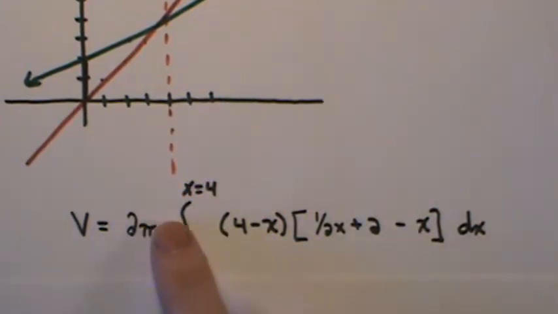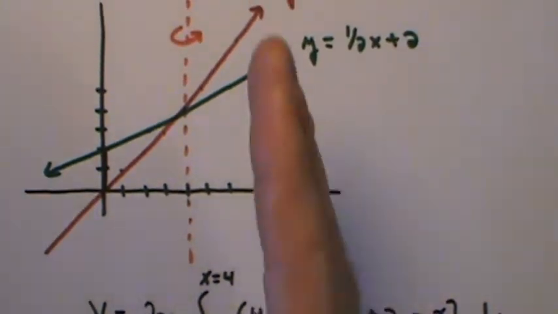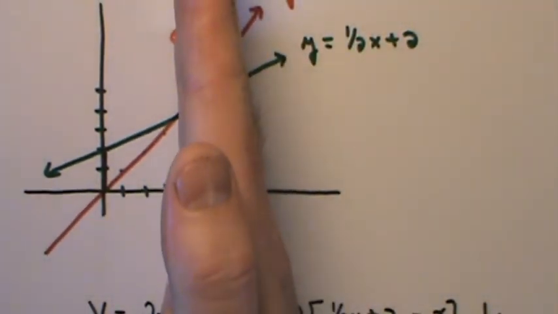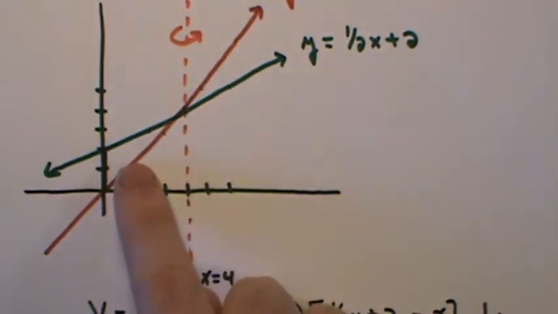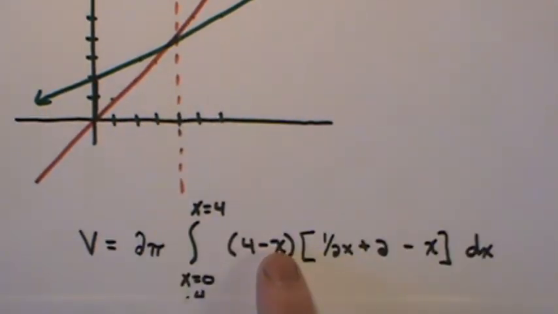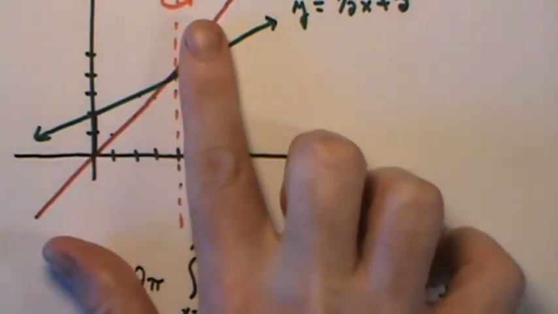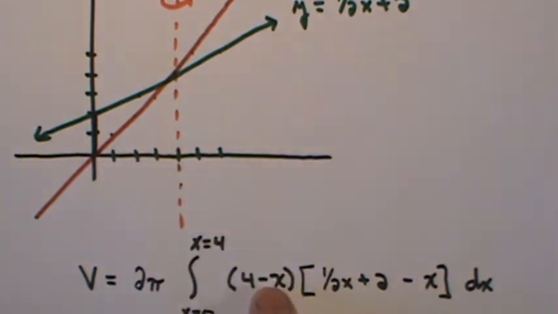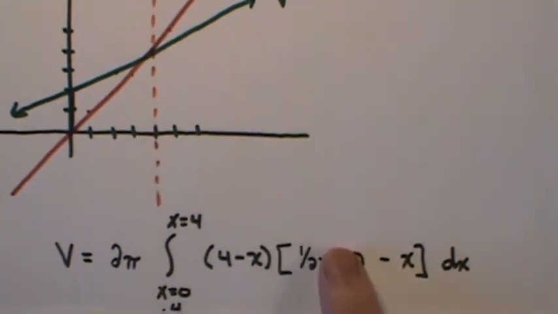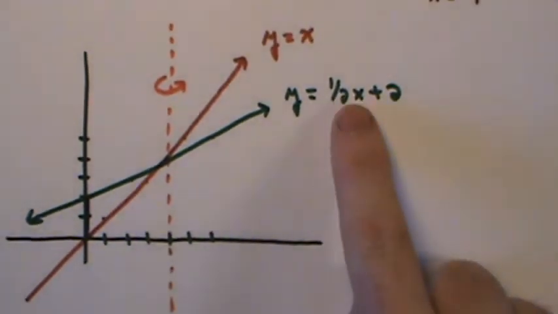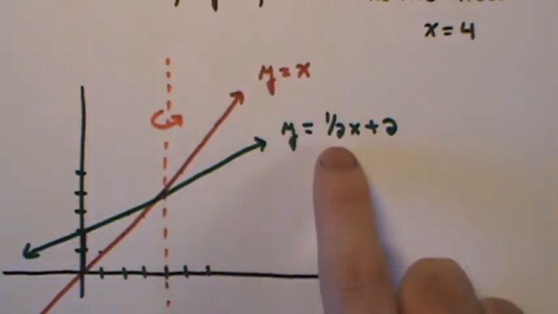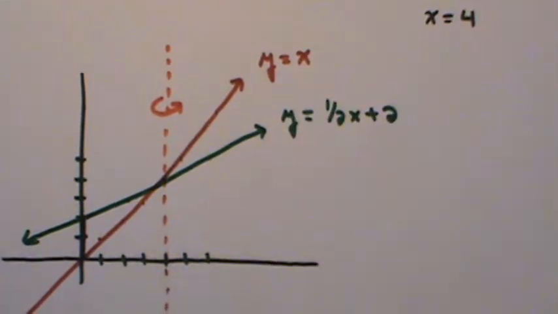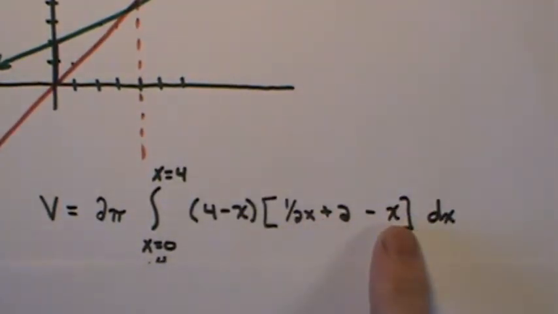So I had 2 pi. Now my radius is defined as me standing here at 4, and I move to the left. As I move to the left to establish that radius, it'd be 4 minus x. So I go 4 minus x. I'm at 4, and I need to go in this direction. So that's where I'm getting my 4 minus x. And then my height would be the top curve minus the bottom curve. So it's 1/2 x plus 2 minus x. That's what I have here.